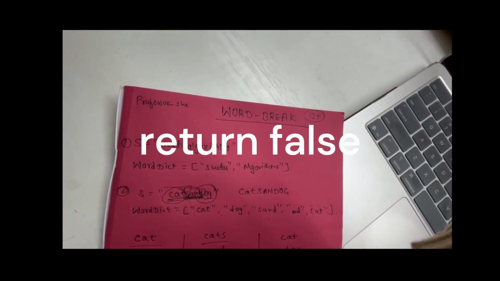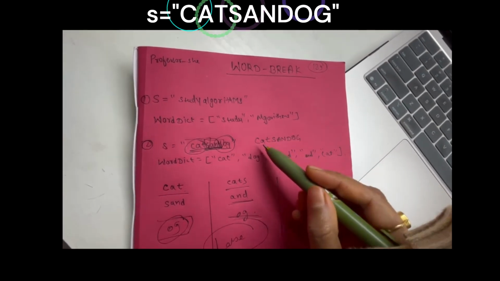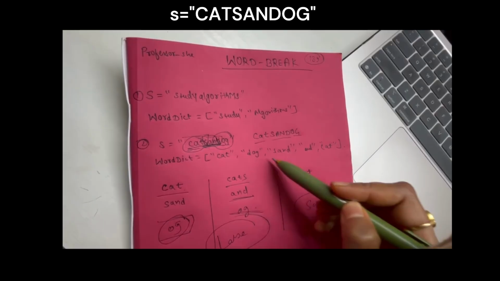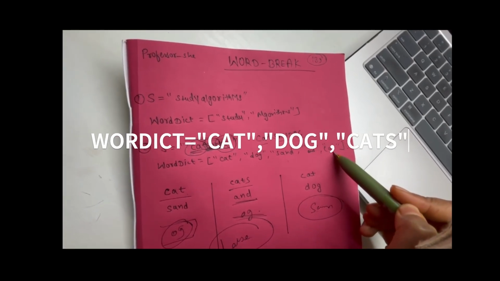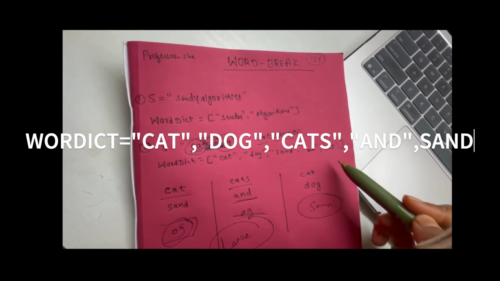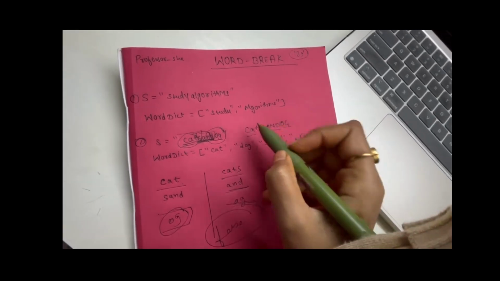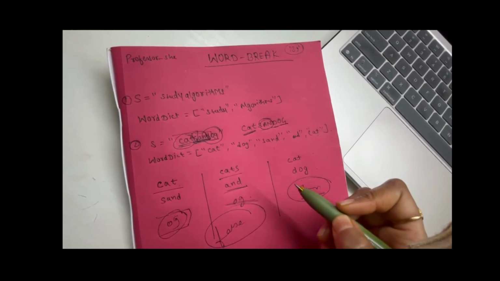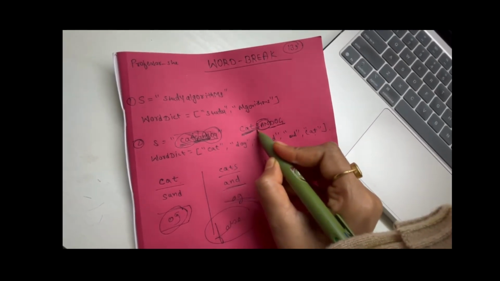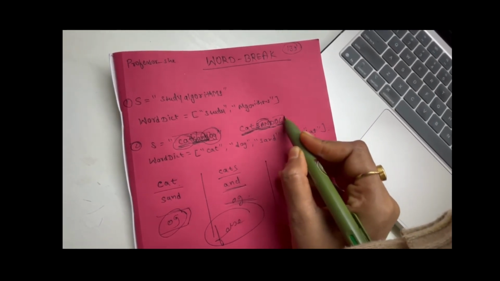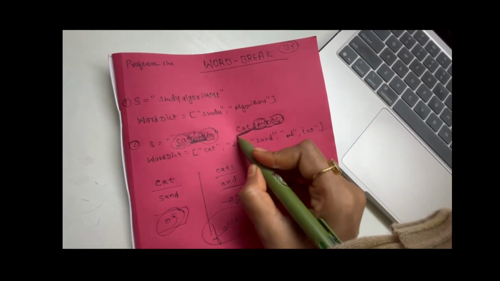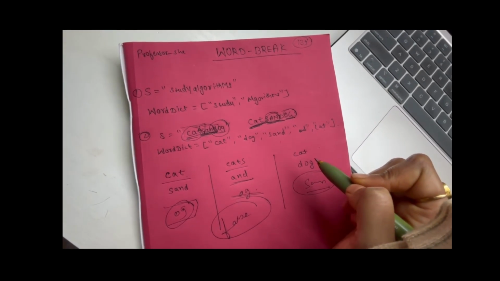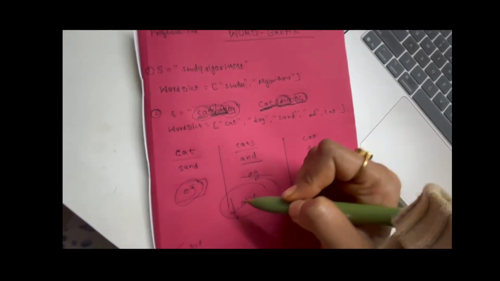Let me show you another example. The string is "catsandog". The word dict is "cats", "dog", "sand" and "cat". If we try "cat" and "dog", the "sand" is remaining. If we use "cats", then "andog" is remaining. If we use "cat" and "sand", the "og" is left, which means it never fully breaks down, so we return false.